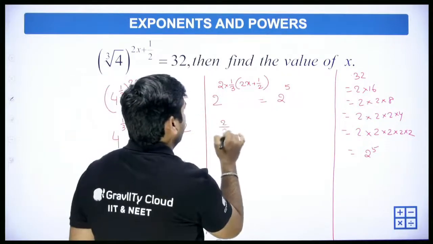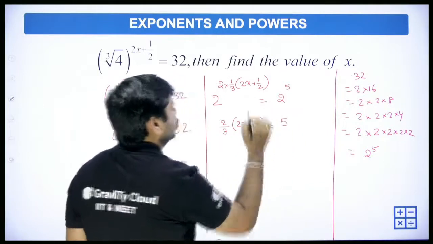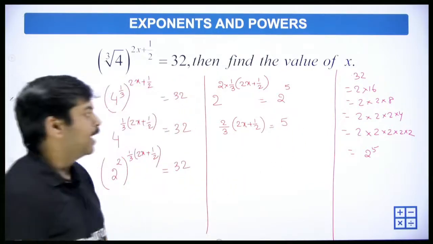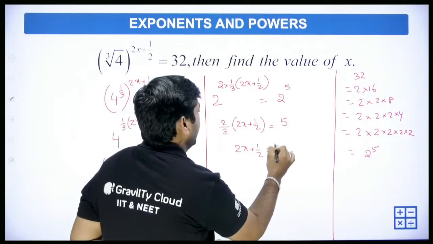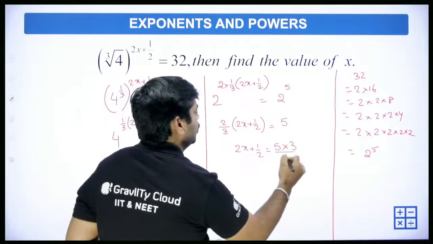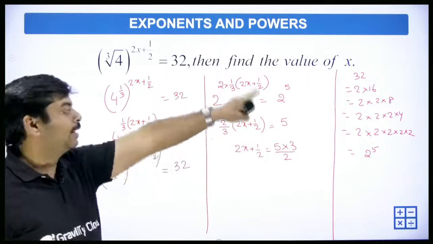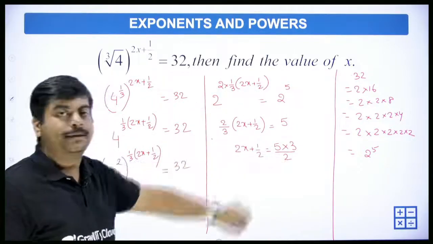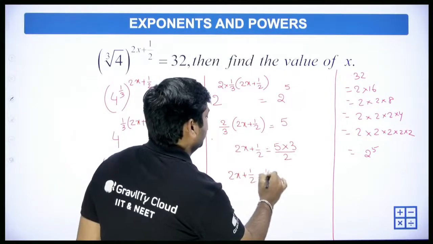So 2 by 3 into 2x plus 1 by 2 is equal to 5. So 2x plus 1 by 2 is equal to 5 into this 3 will come here, up and down, 5 into 3 by 2. Right? This 3 which is in the denominator goes to numerator, and this 2 in the numerator will come into denominator. So that will give you 2x plus 1 by 2 is equal to 5 3 is 15, 15 by 2.